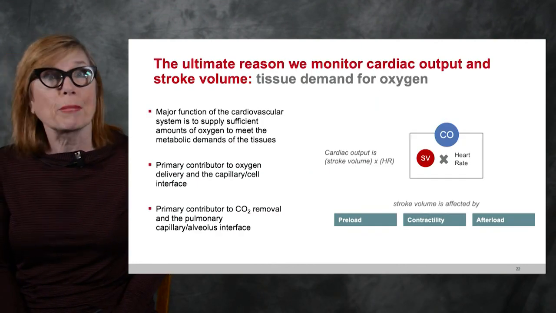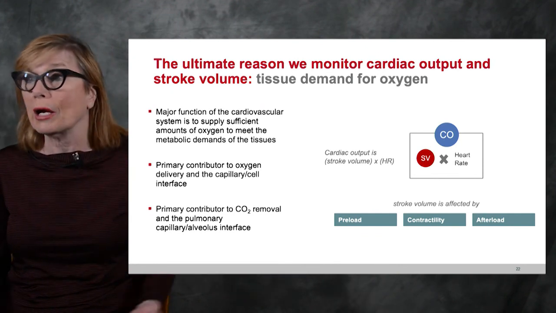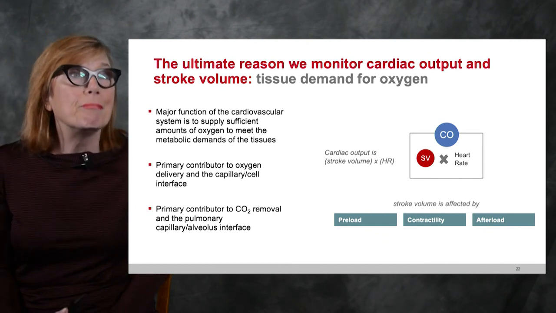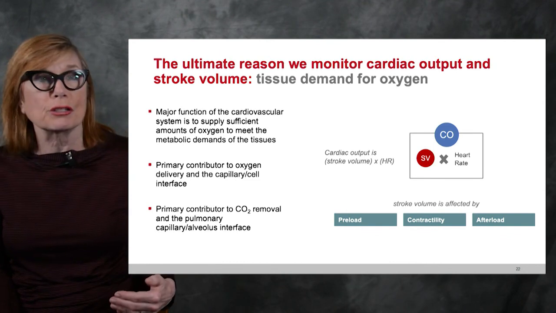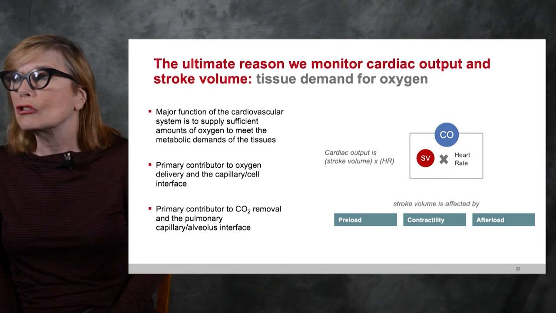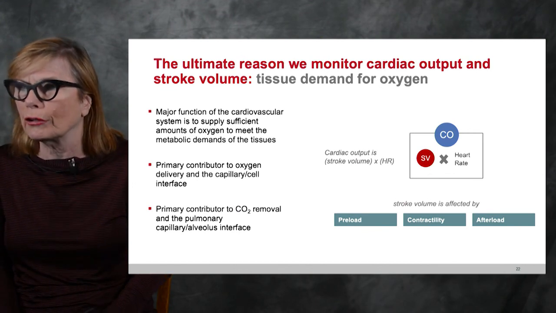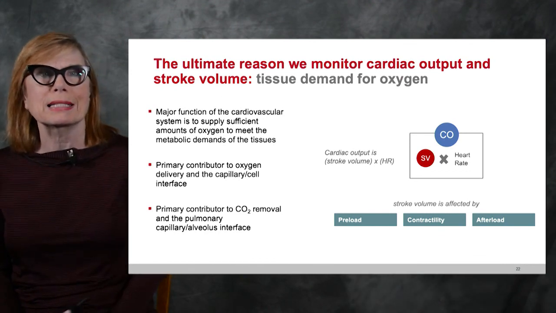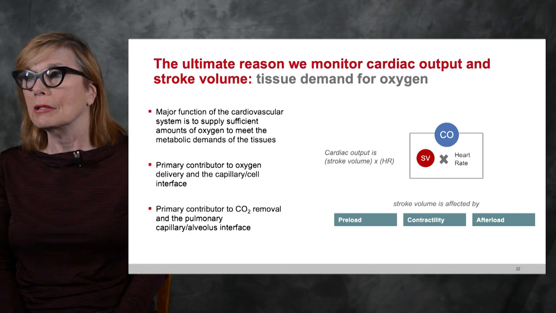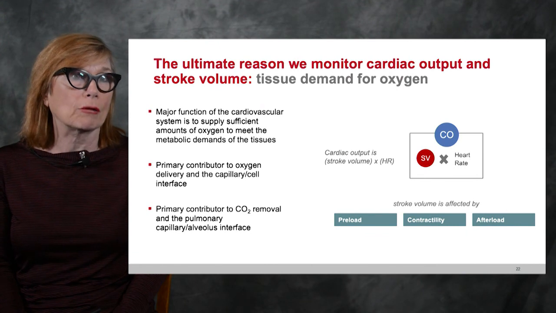So let's just remember, the ultimate reason we monitor cardiac output and stroke volume is because we are trying to answer a cellular call for oxygen. The major function of the cardiovascular system is to supply sufficient amounts of oxygen to maintain aerobic metabolism at the cellular level. Always responsive to metabolic demands, always responsive to metabolic acidosis, unless there is limitation of the cardiac response.